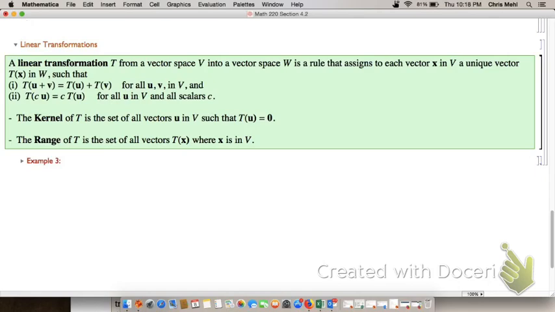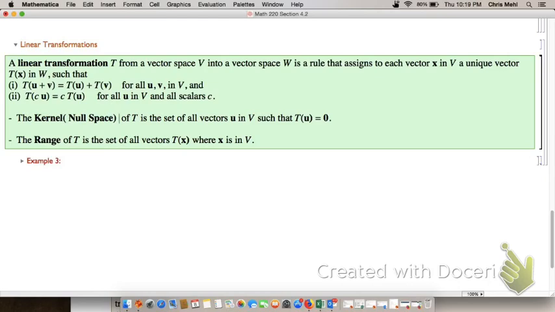And interestingly, the kernel, and actually I should really add a piece here. Just take a look at this for a second. The kernel of T is the set of all vectors u in V that get mapped to the 0 vector. So oftentimes you will also see the kernel referred to as the null space of the linear transformation.